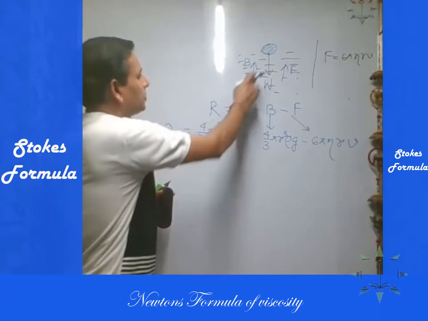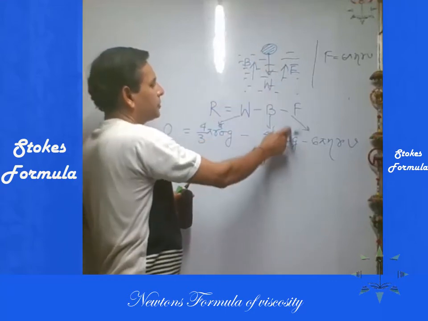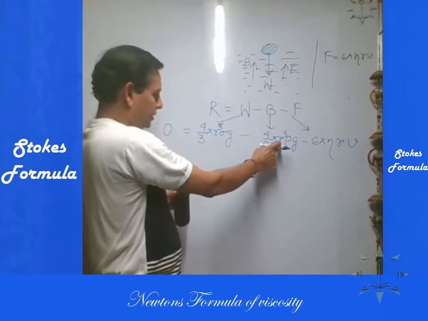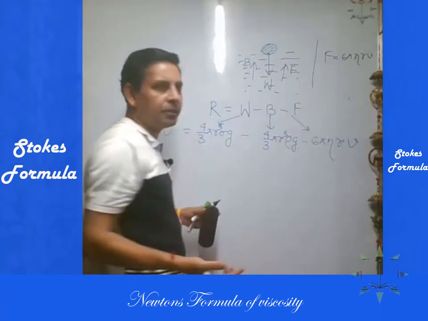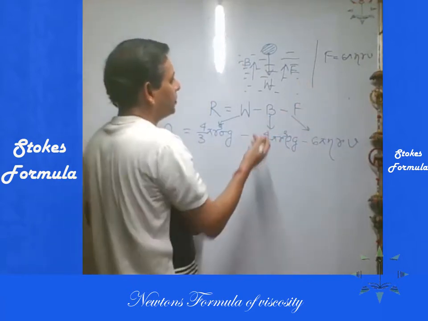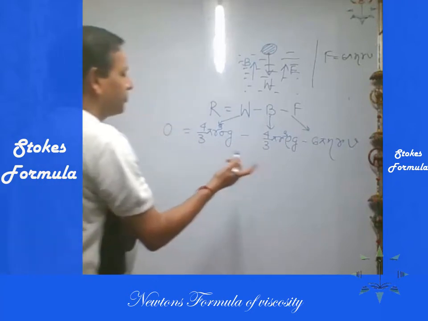You know the density of the sphere, you know the density of the liquid, you know the radius. So what is unknown here? Velocity also you can determine. I can tell you how to find out the velocity.